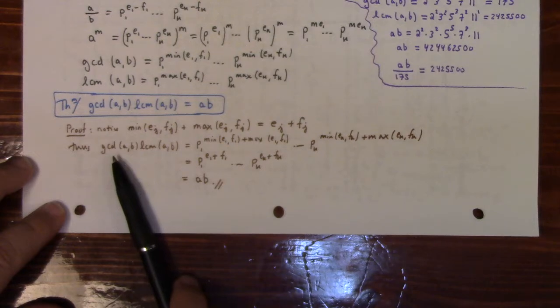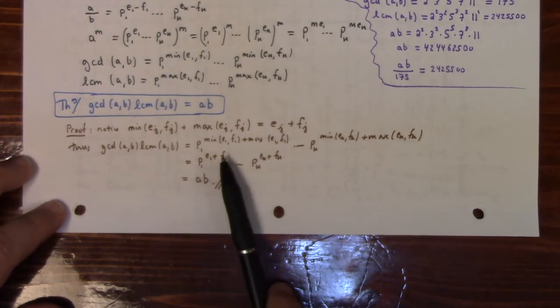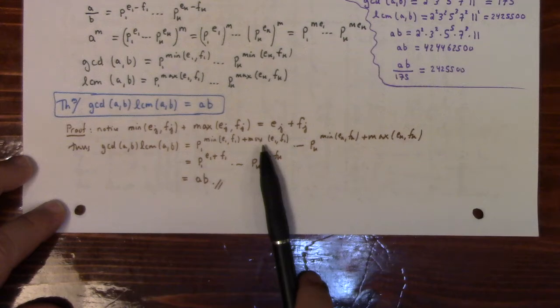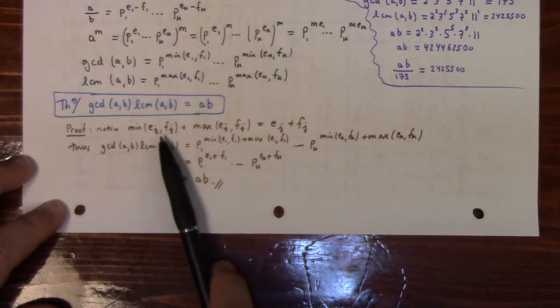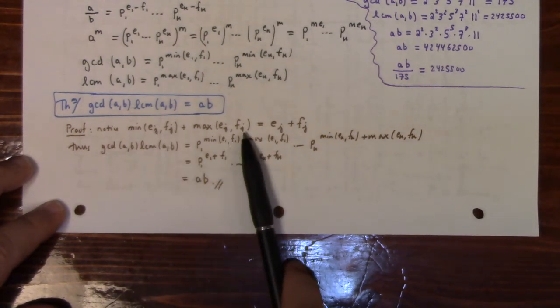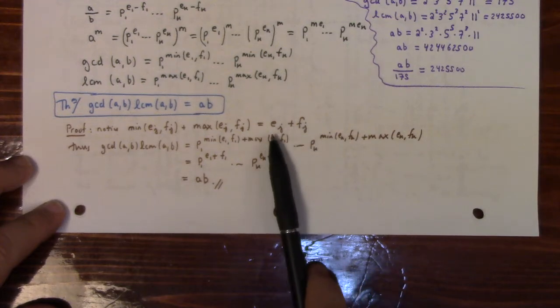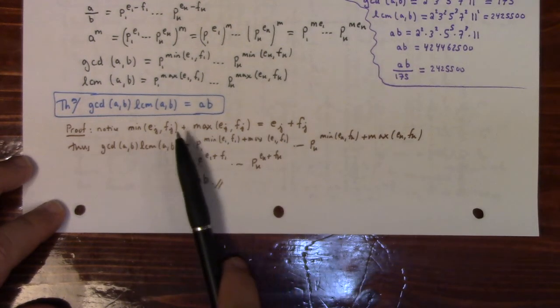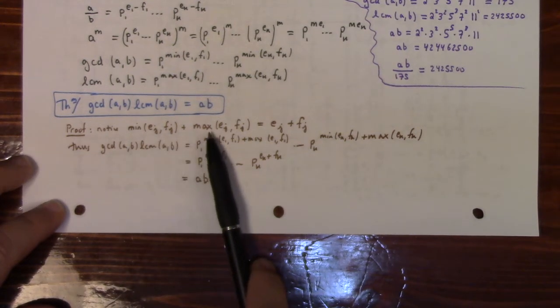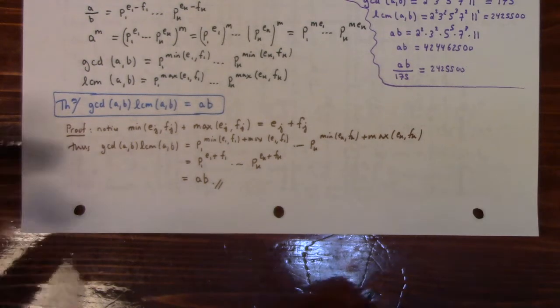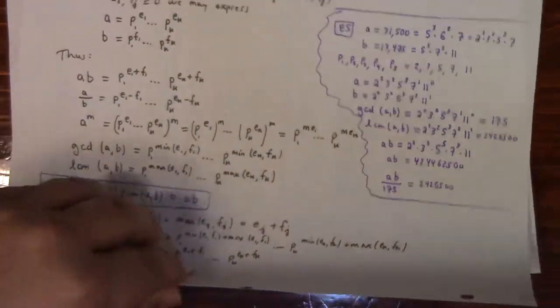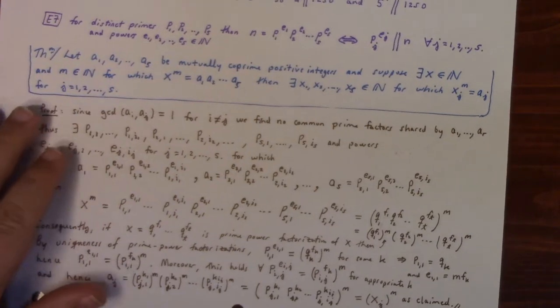If we multiply the GCD times the LCM, then that's p_j to the minimum plus maximum of the exponents. I get the minimum from the GCD, I get the maximum from the LCM, and that happens for each one of the primes. But if you think about min plus max of e_j, f_j, you just get e_j plus f_j, right? Because either one of these or the other of them is e_j and vice versa for f_j. So however you slice it, it has to be e_j plus f_j. And that gives you back AB. Kind of nice.